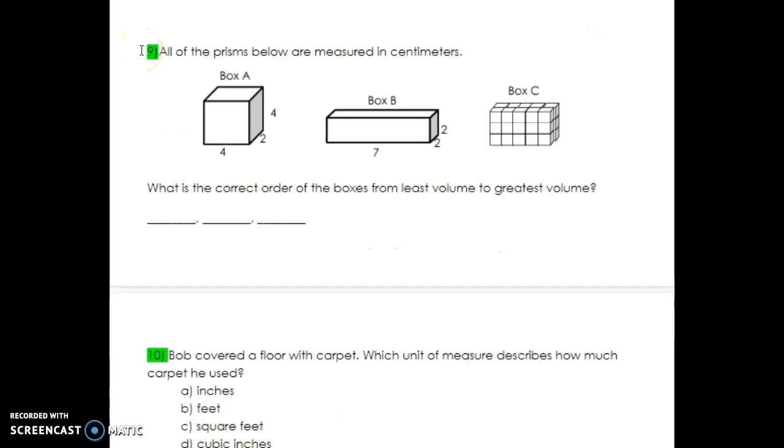Number 9, all of the prisms below are measured in centimeters. What is the correct order of the boxes from least volume to greatest volume? So you're going smallest to biggest. So I would start by finding the volume of each individual box and then comparing them, and you need to put them in order from least to greatest.